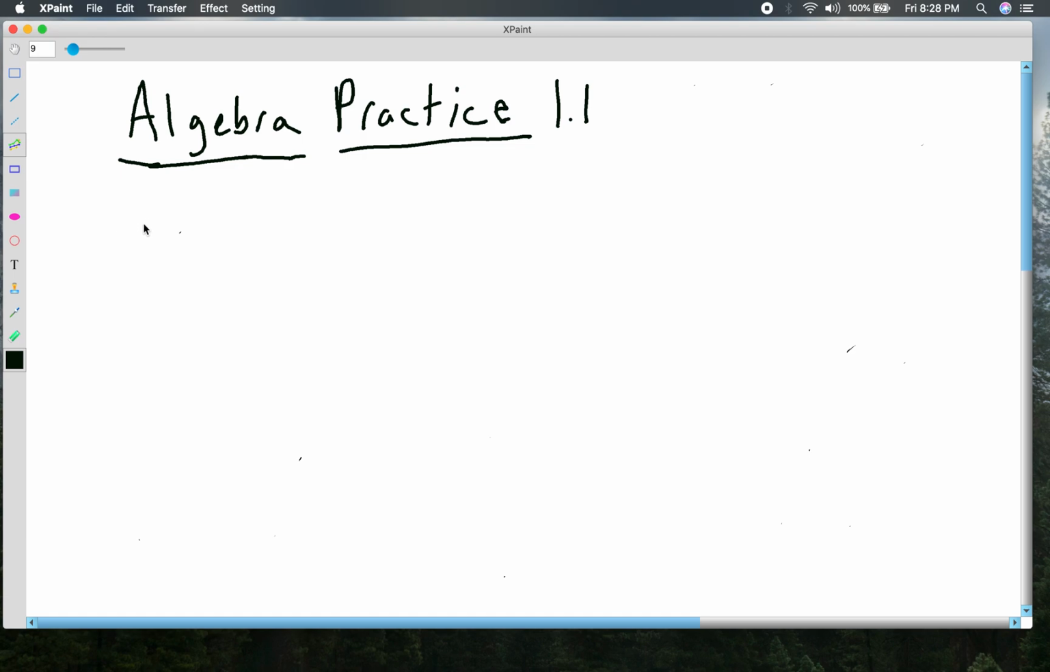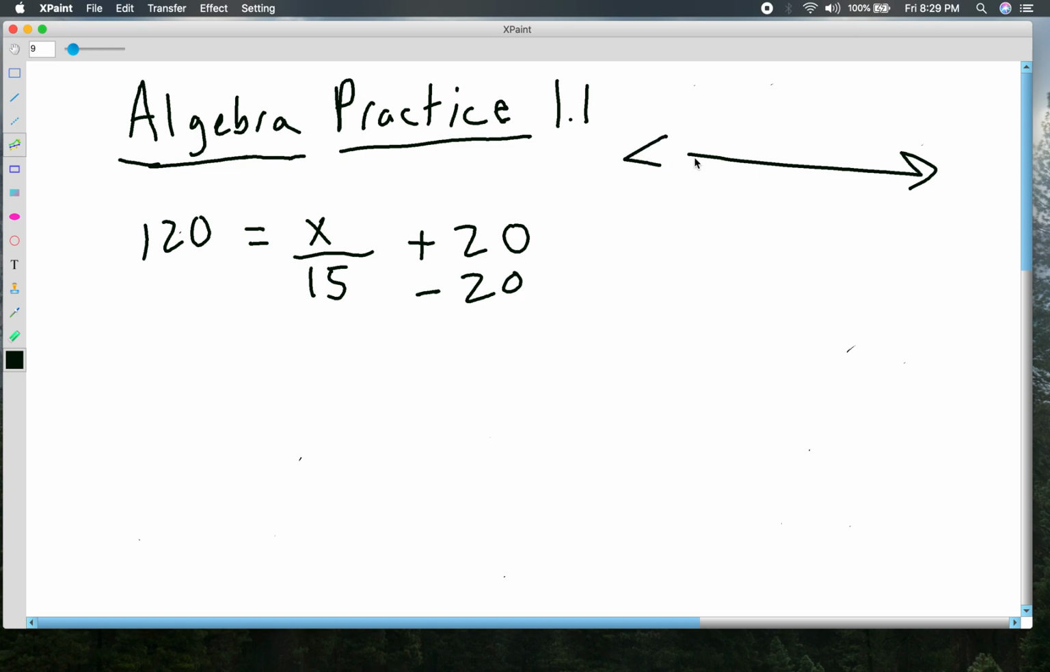Let's do 120 equals x over 15 plus 20. So 120 equals x over 15 plus 20. So, interesting. Let's see here. Well, first we've got to subtract 20, because if you're 20 on the number line this way, you're plus 20, you've got to get back to 0. You've got to subtract 20 to get there.